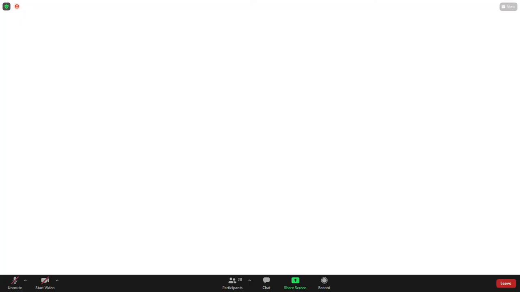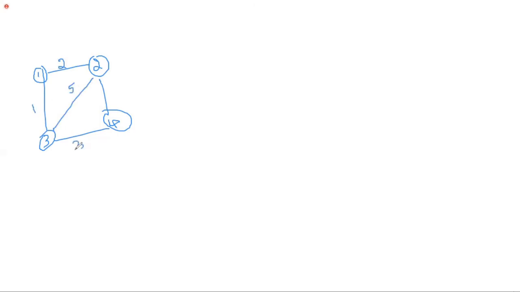For a simple graph, first we'll construct the spanning trees like in the earlier class. I'm considering only 4 vertices: 1, 2, 3, 4. This cost is 2, this cost is 5, 1, 3, and 4. Assume these are the given costs. This is the given graph. See how many spanning trees are possible.